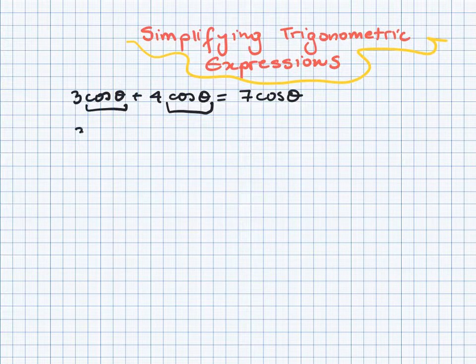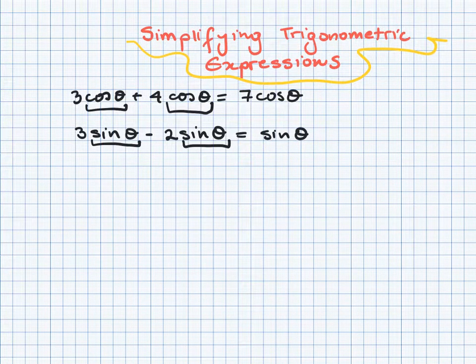One more example with this one: 3 sine of theta take away 2 sine of theta is equal to, now we have 3 of sine of theta, take away 2 of the same, so therefore it's just going to be 1 sine of theta.